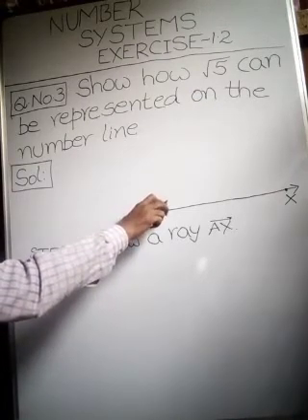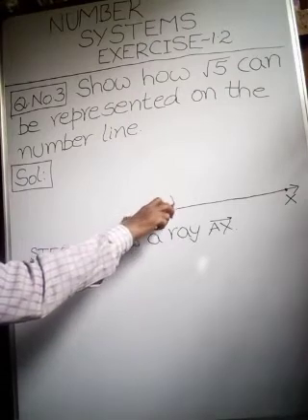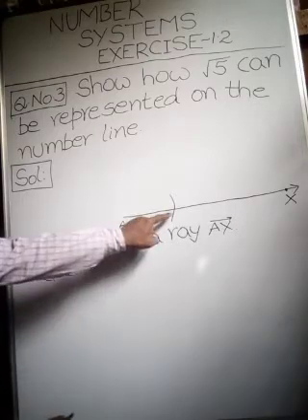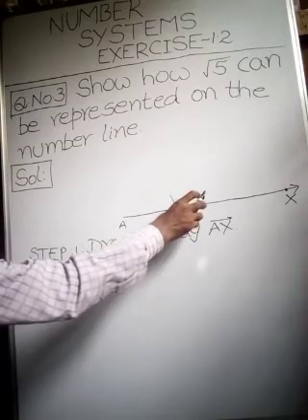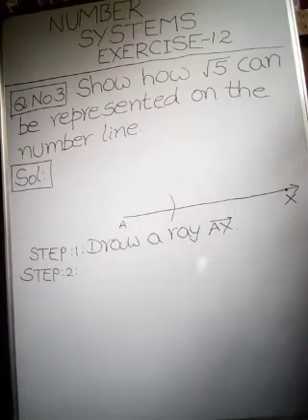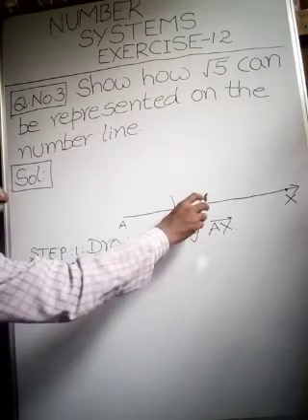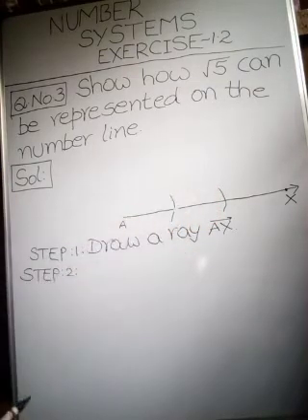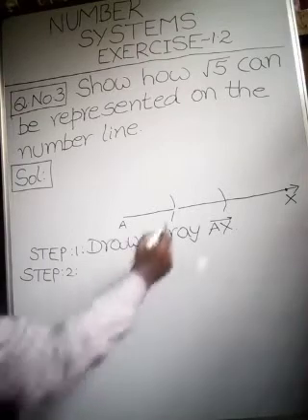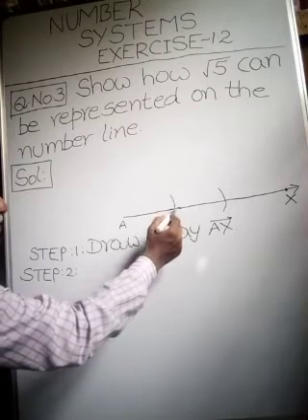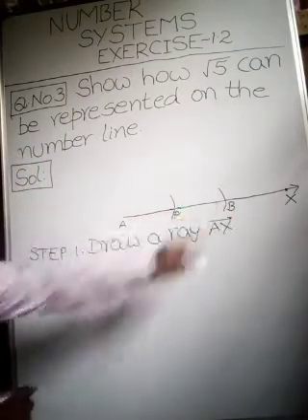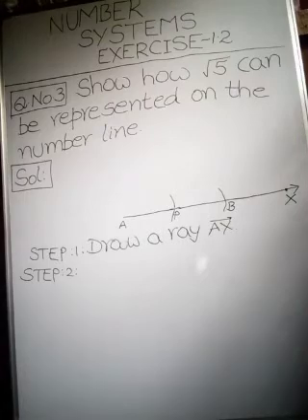Take A as center and cut the ray AX. Here you get a point. Again take this point as center with the same radius. Don't disturb the radius. Cut the AX ray again. Here we cut the AX ray at two points, namely P and, let us consider, B.